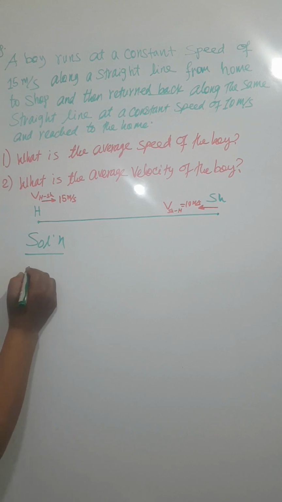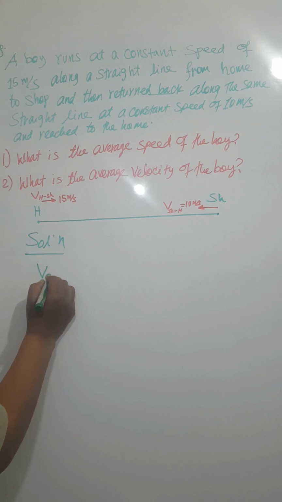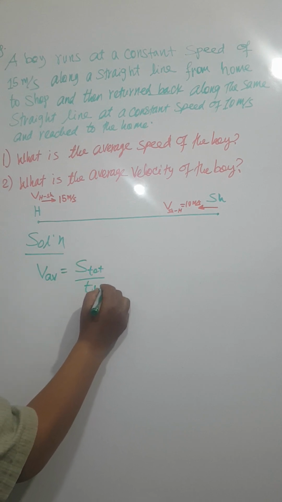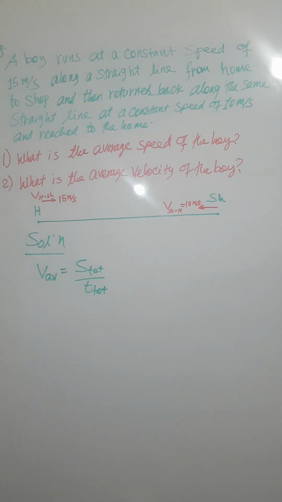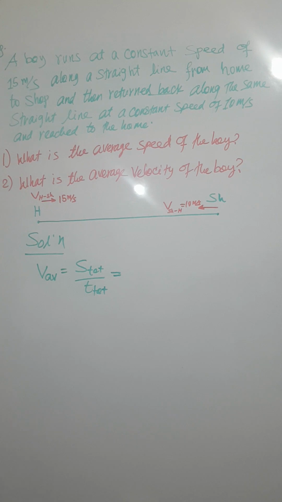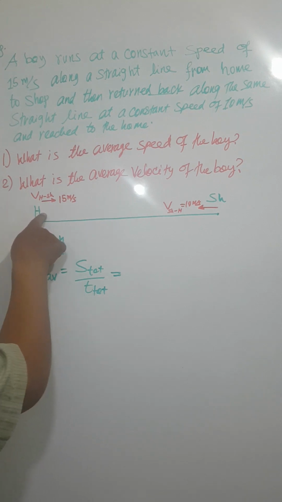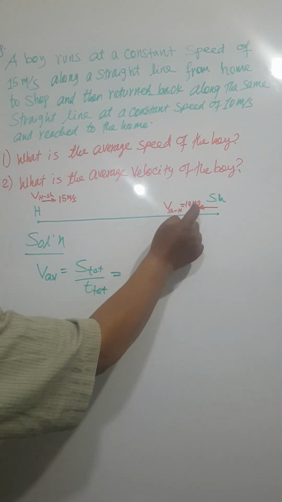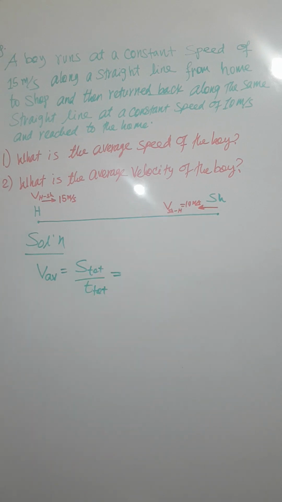By definition, we have average speed, VAV, is equal to S total divided by T total. Average speed is total distance traveled divided by total time taken. Now here, we need to think critically. The speed of the boy from home to shop is 15 meters per second, and the speed of the backward movement is 10 meters per second.